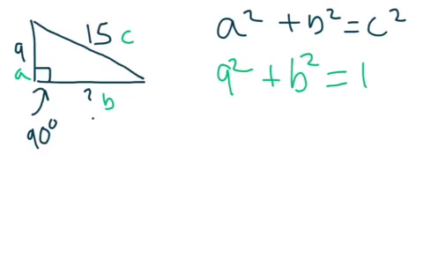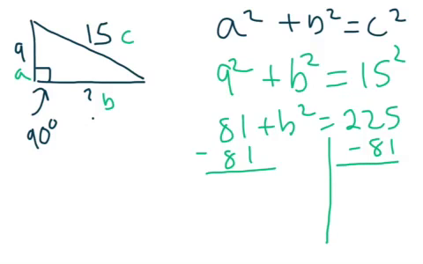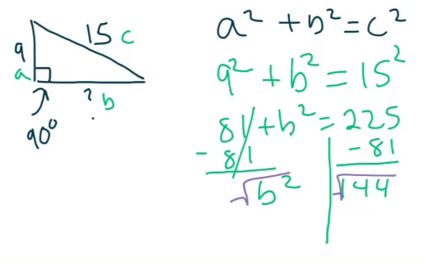15 squared. This gives us 81 plus b squared equals 225. Subtract 81 from both sides, just like we're solving an equation, because that's what we're doing. These cross out. B squared equals 144. And we're going to take the square root of both sides, and we're left with b is equal to 12. So our mystery side here is 12.